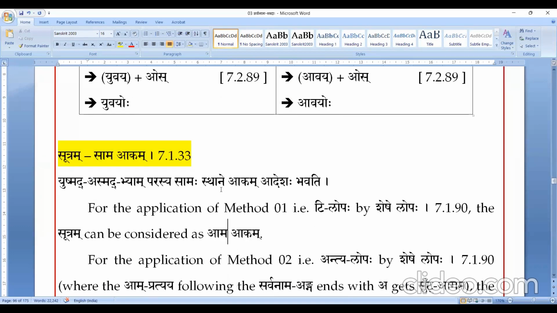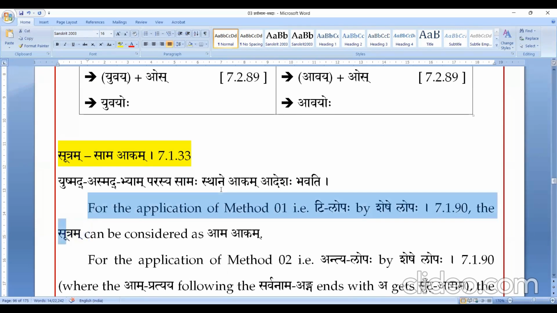Now you see here. Now Sama is there, then it is Sut Agama Sakara. That's what we say here. For the application of this, method one. What is method one? Method one is Ti Lopaha. So Ti Lopa by Sheshe Lopaha.